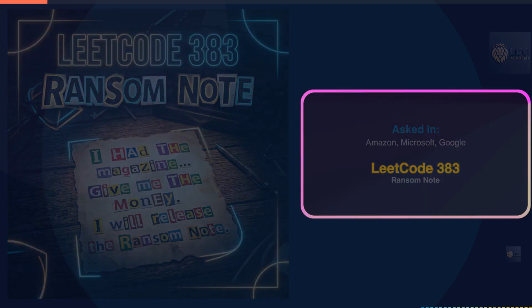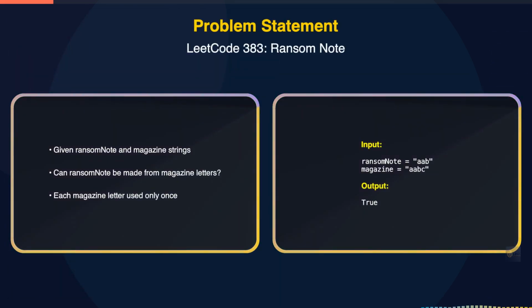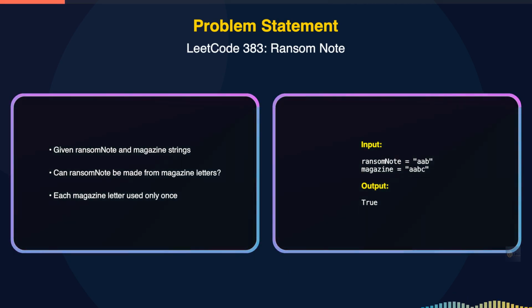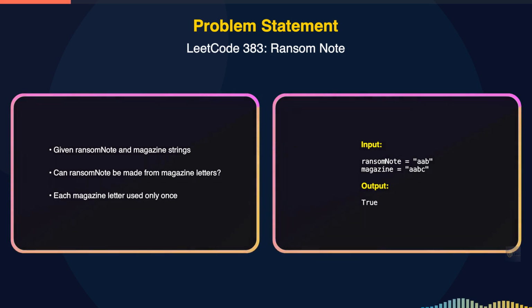Let us look at the problem statement. We are given two strings, ransom note and magazine. Our goal is to determine if ransom note can be constructed using the letters from magazine. But remember, each letter in magazine can only be used once. If we have all the required characters, return true, otherwise return false.